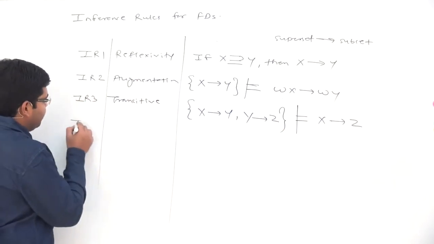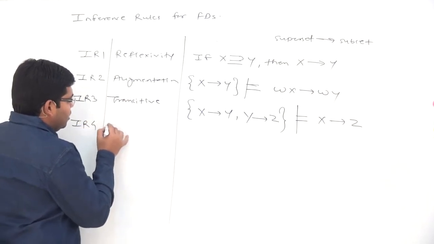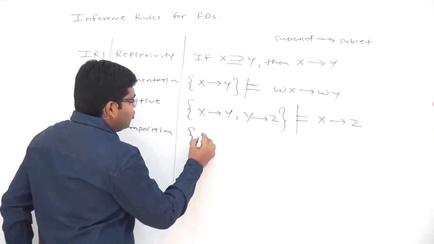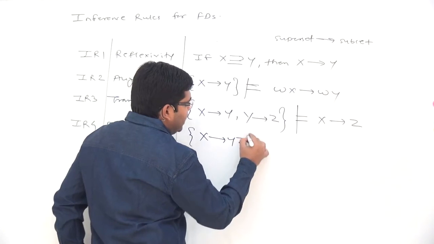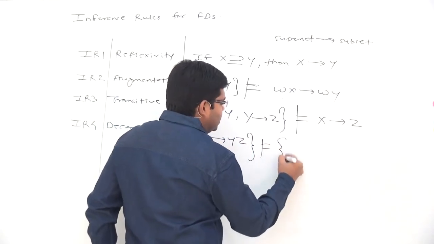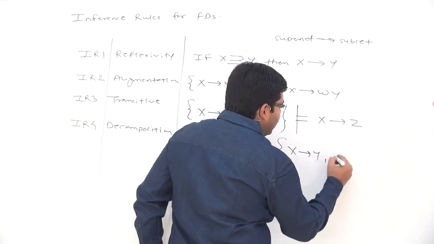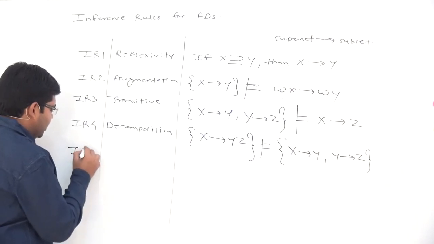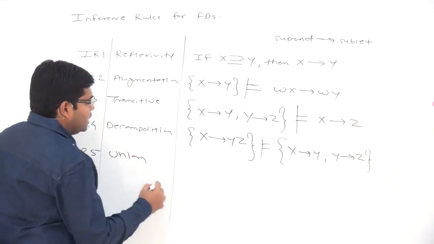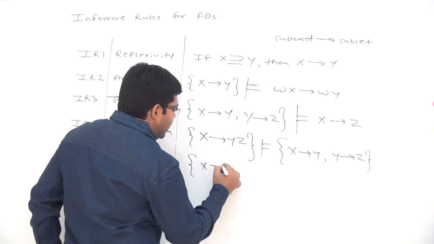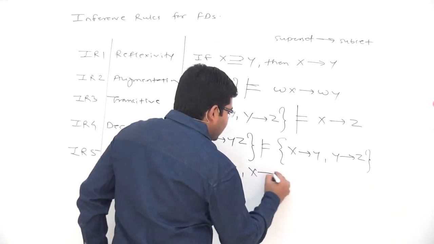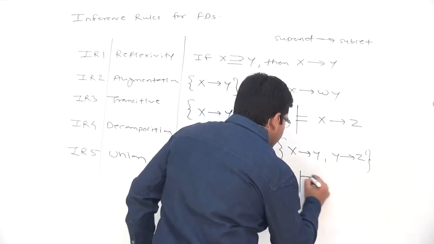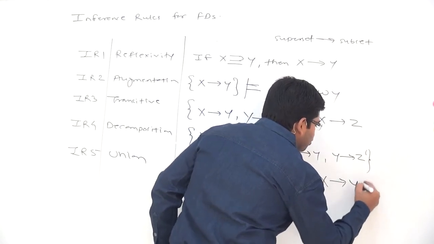Then the fourth rule is decomposition. What is that rule? From X gives YZ, you can infer two FDs: one is X gives Y and another is X gives Z. Its opposite is the union rule. It says if X gives Y and X gives Z, then from these two FDs you can infer that X gives YZ.